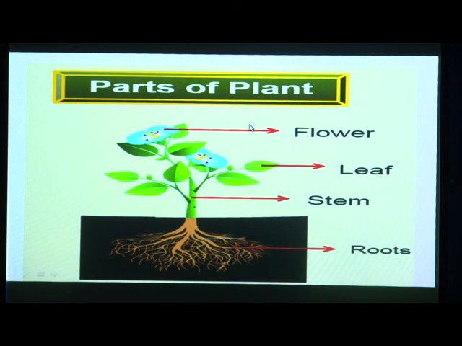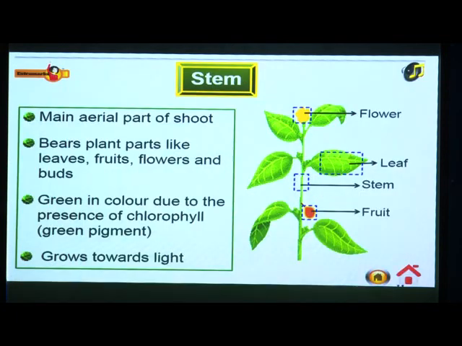A plant is fixed to the soil with the help of its root. The root is the underground part of a plant. The flowering plant has two main parts, the underground part which is known as the root system, and the aerial part, which means the upper part, which is known as the shoot system. Okay, so these are the main parts of a plant. Now we are going to see each part one by one in detail.